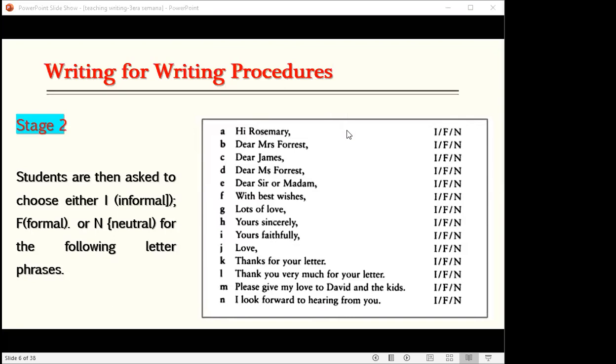No? And so they need to identify if the expressions are formal, informal, or neutral. And so notice, first we show them the written text. They are going to identify some parts of the text, some information about the text, in this case, the letter. Then we make them identify the kind of register that they probably will use, all right? So this is the second stage.